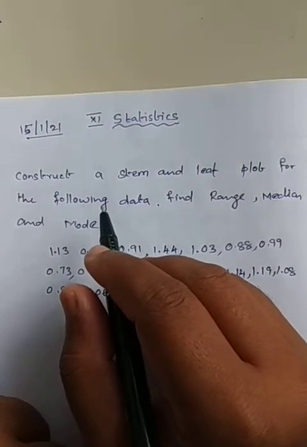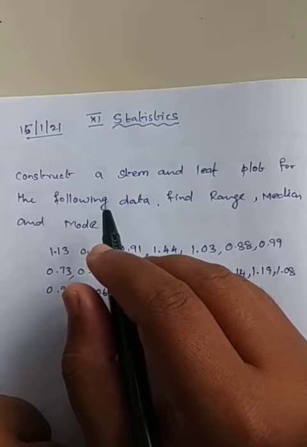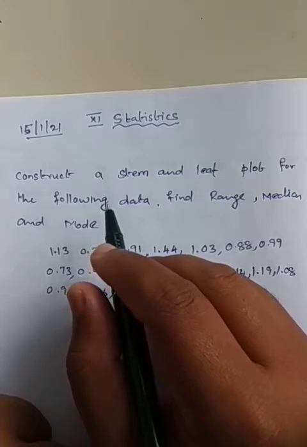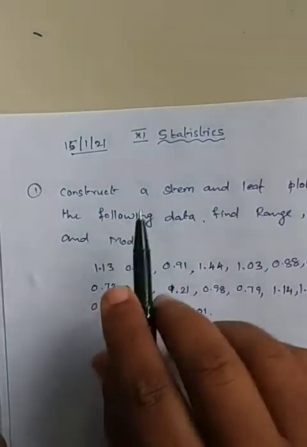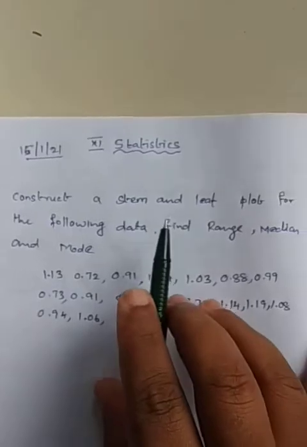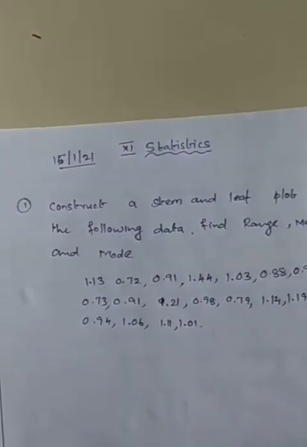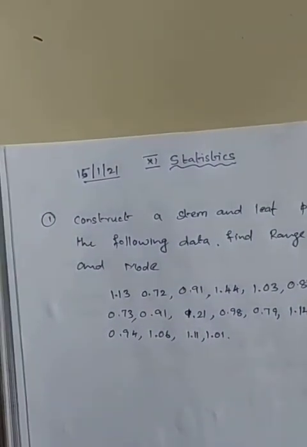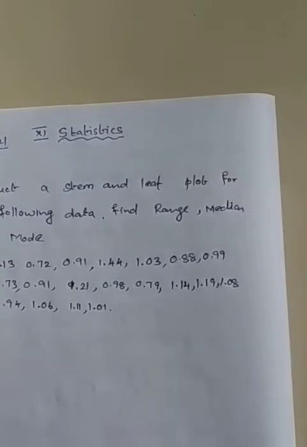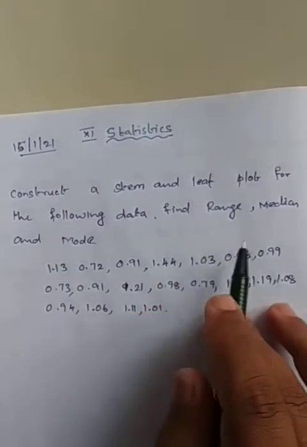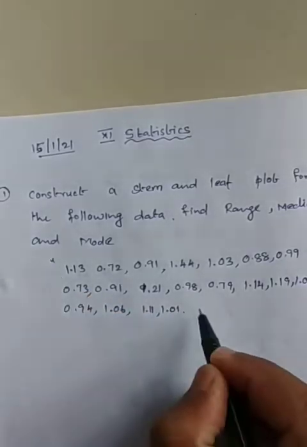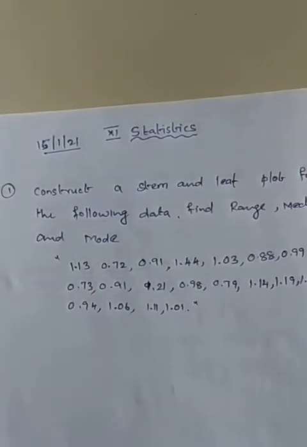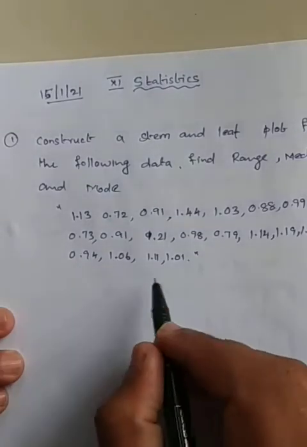Already we have said today we are going to discuss practical sums. So the first question is like that. What they are saying: construct a stem and leaf plot for the following data. Find range, mean, median and mode of this one. So the data is here. Okay, so how you are going to write in the exam, that I will write for you.